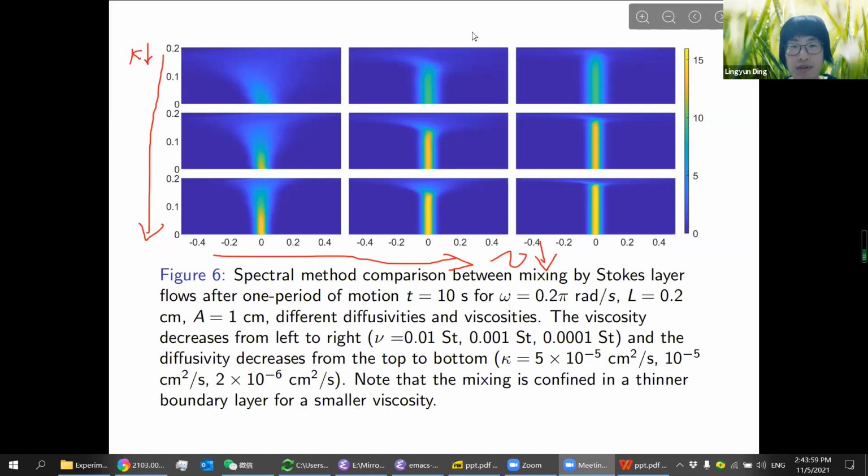Another interesting observation is that this is a picture at the end of the period, which means, since we use the periodic signal, the wall will go back to the original place after one period. However, we can see that the distribution is not symmetric. It has some non-zero skewness inside the distribution.